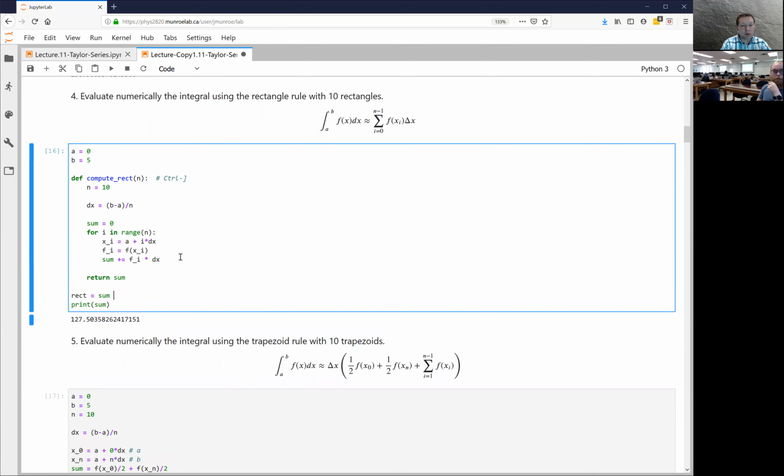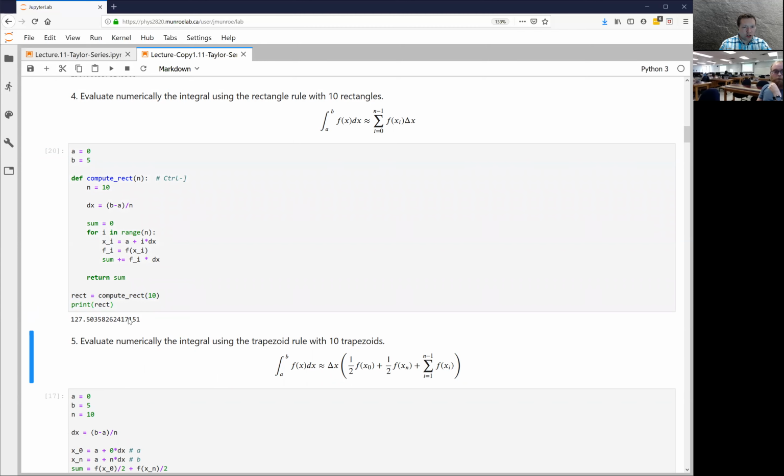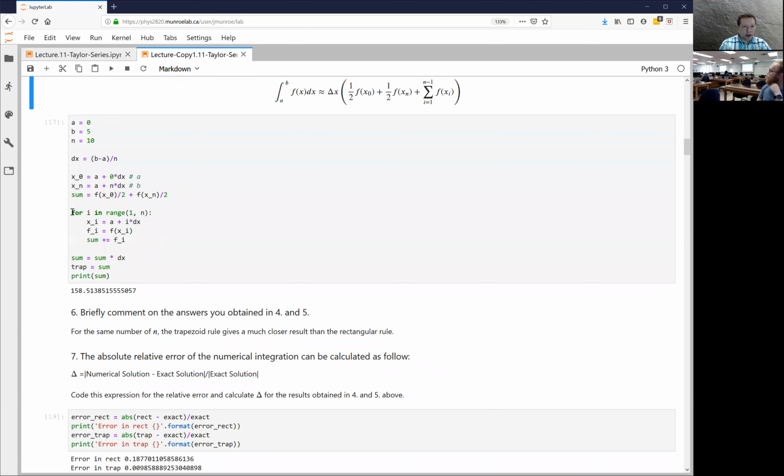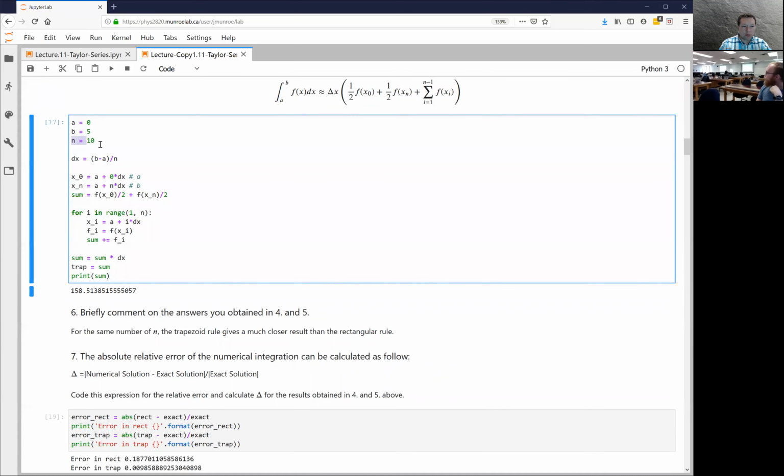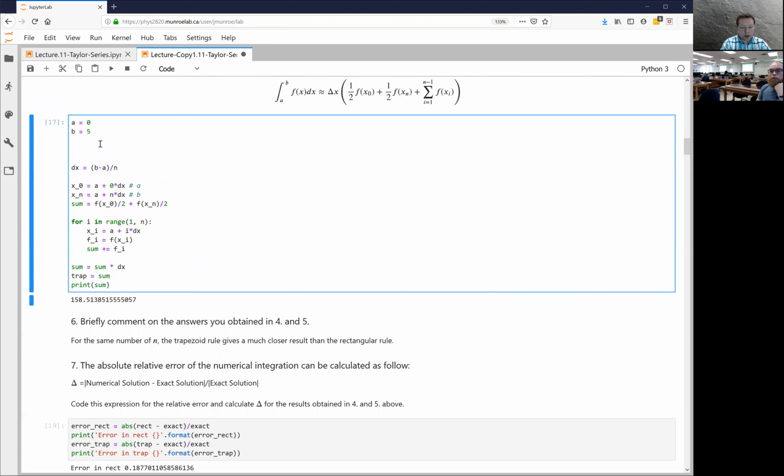So now we can say compute rec of 10. Compute rec of 10 will give me this value called rectangular. And I get the same value, it doesn't change. Likewise, I could turn my trapezoid code into a function. I'm going to change that, and I will compute the trapezoid value of n.